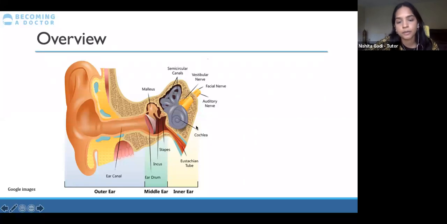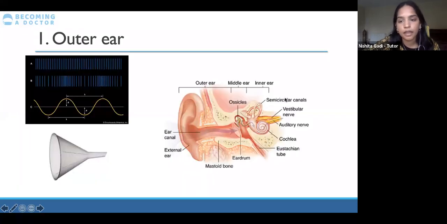We're just concerned about the parts involved in hearing, but there is also the vestibule and the semicircular canals as well.